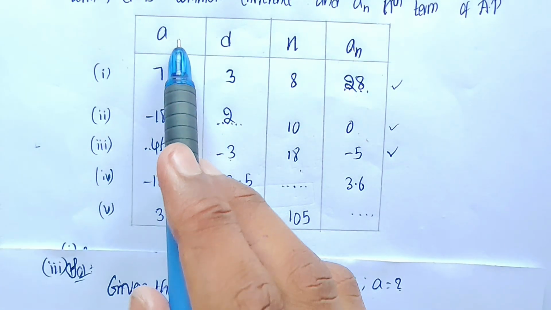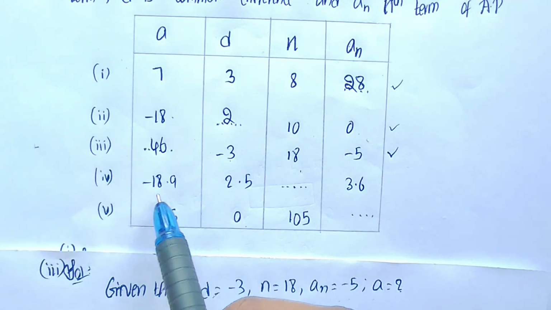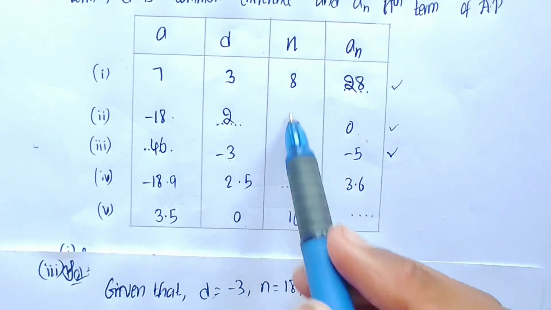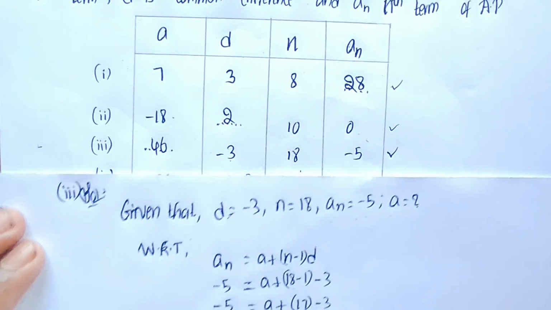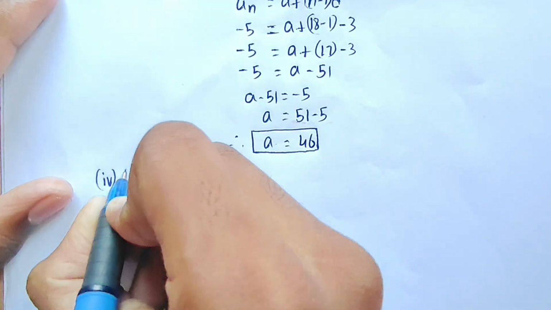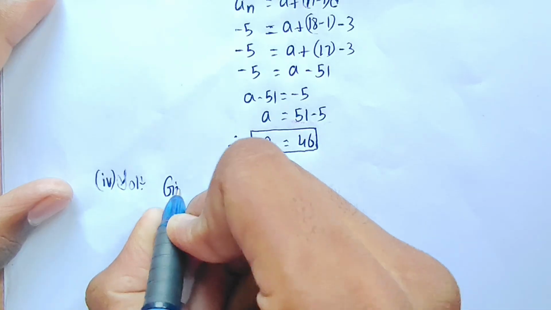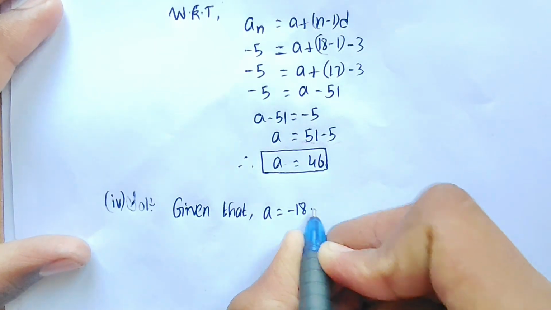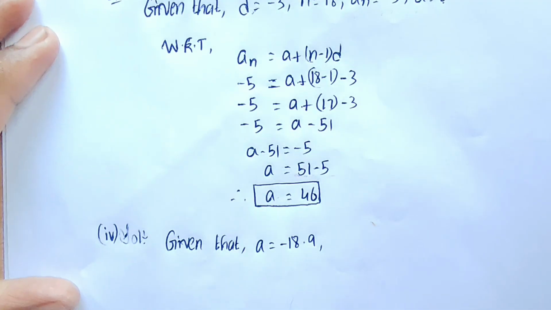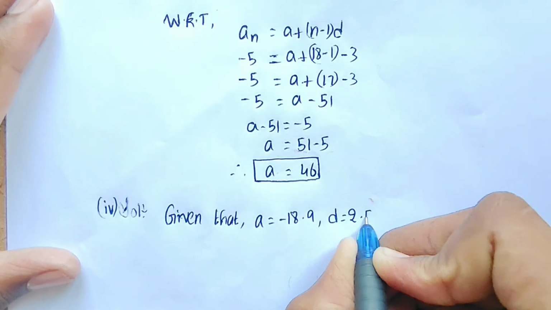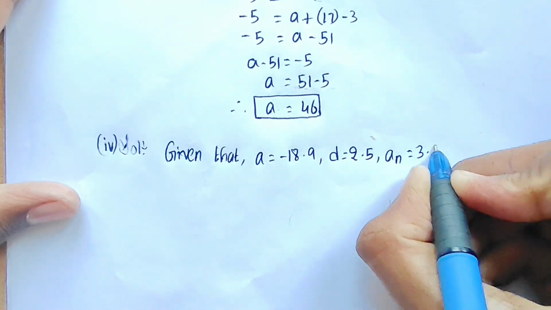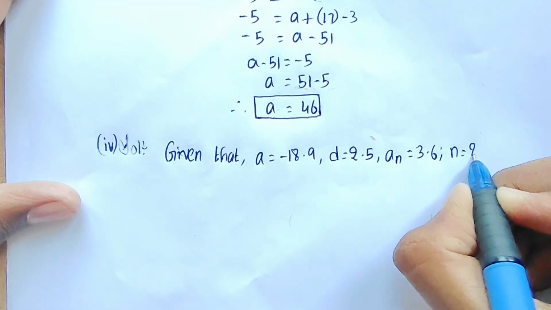In this problem, it is given that the value of a is minus 18.9, the value of d is 2.5, and the value of an is 3.6, and we are asked to find the value of n. Let us solve it. Given that a is equal to minus 18.9, d is equal to 2.5, a base n is equal to 3.6, and we are asked to find out the value of n.